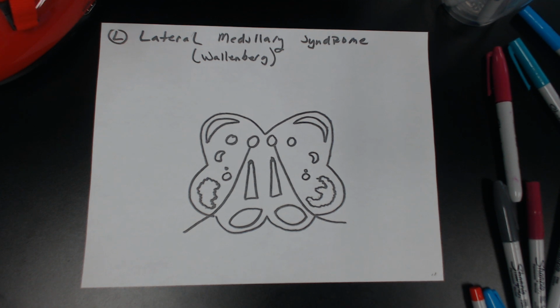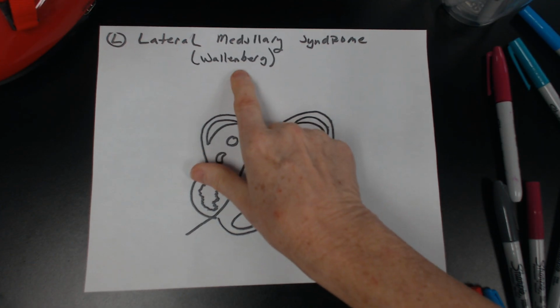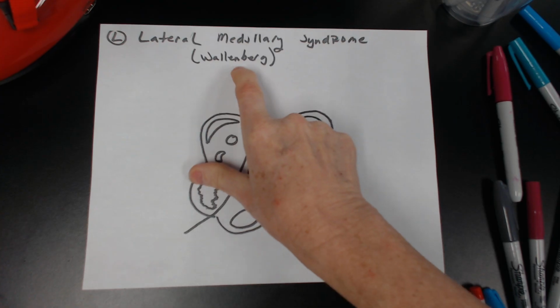Just based on where the artery is supplying blood to that portion of the brainstem, if you can identify the structures, you can identify signs and symptoms of medial medullary syndrome. Now we're going to look at lateral medullary syndrome. And lateral medullary syndrome is one of the more common ones. It's so common it has its own name. It's called Wallenberg syndrome. Okay?